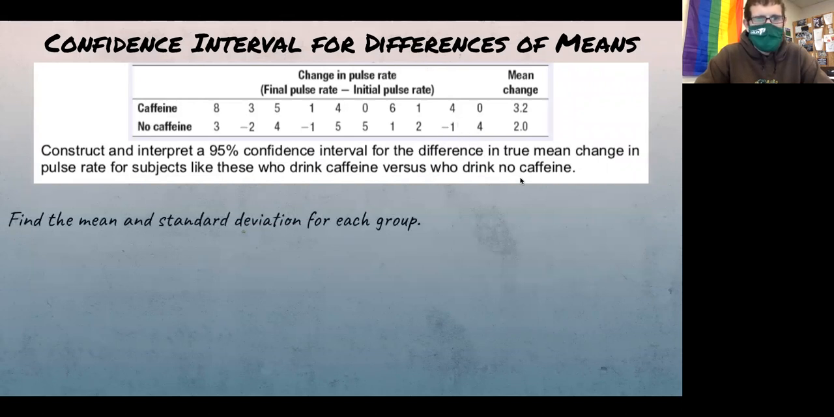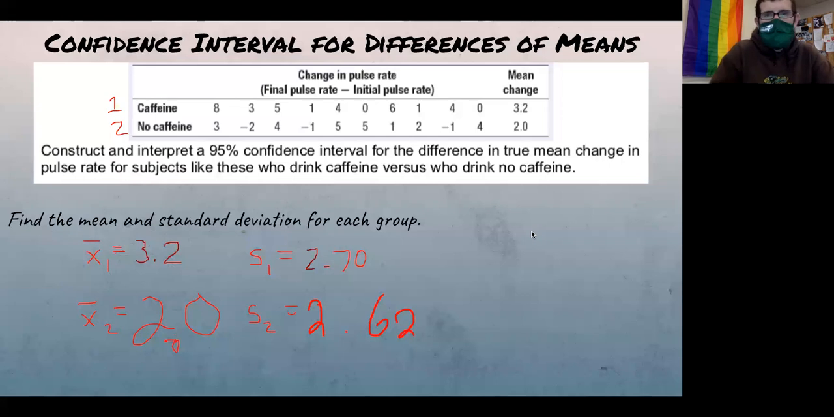So the first thing we want to do is find the mean and standard deviation for each group. Now, if this is an AP question, they would give you the standard deviation most likely because you don't solve that by hand. So let's just take a second there and figure out the mean and standard deviation for caffeine versus no caffeine.